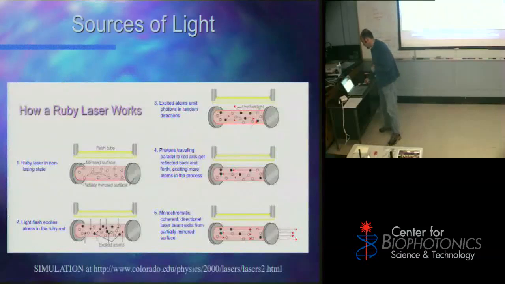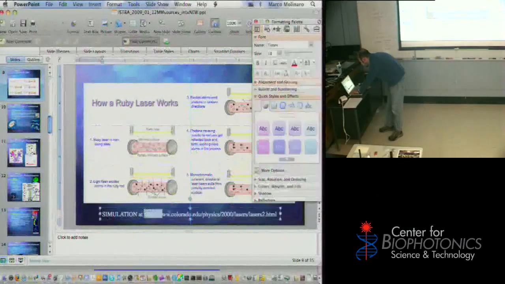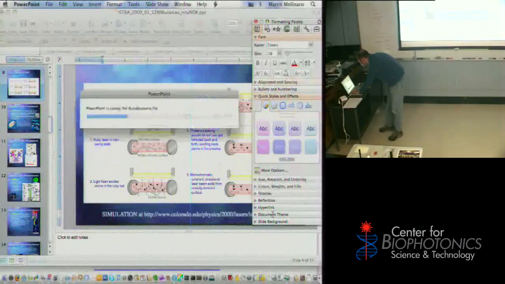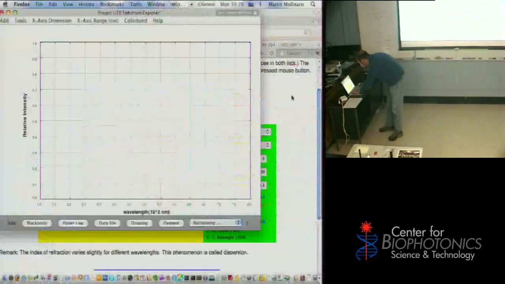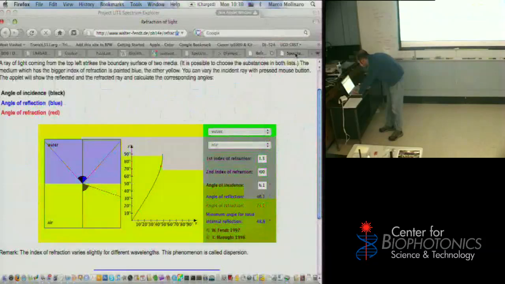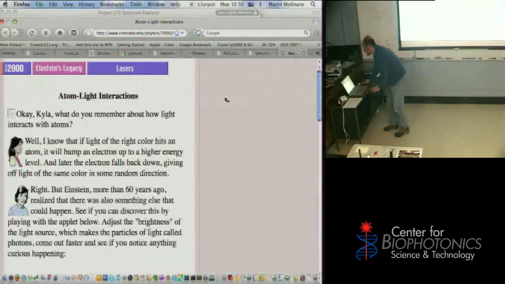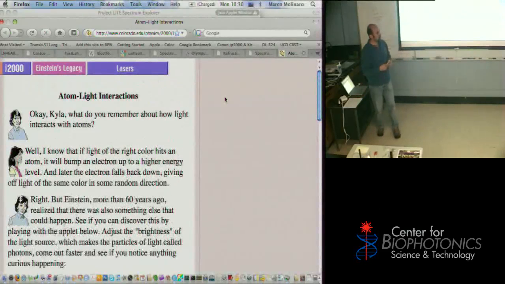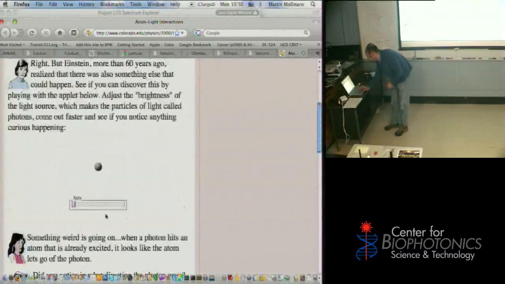How does it work? Okay, so I'm going to go to an animation here. Get this animation up. Okay. This is a website that you can go back to and read the whole piece, but it goes through and discusses the laser.